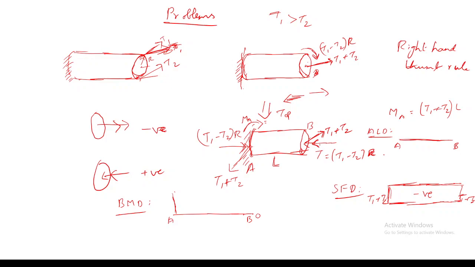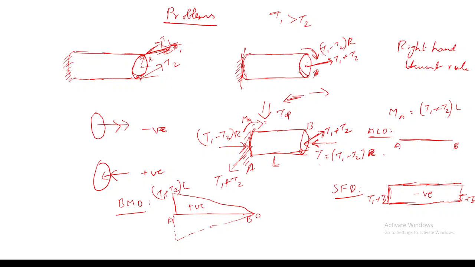What will be the sign of this MA? Whether it should be, for example, positive. Why is it positive? For example, I could have drawn the diagram like this, right? Why am I drawing this diagram like this? Here the magnitude will be (T1 plus T2) into L.